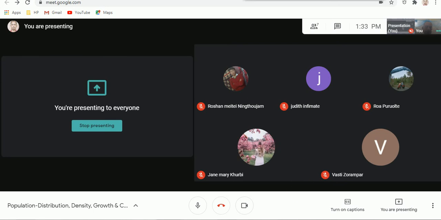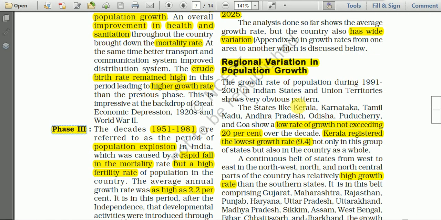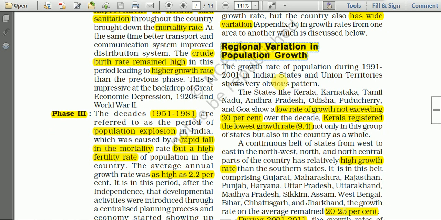Okay, now let us analyze the regional variation in population growth. We have told you that there is a lot of regional variation in population growth. Some states have a high growth rate and some states have a low growth rate.